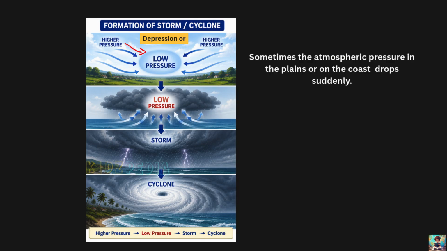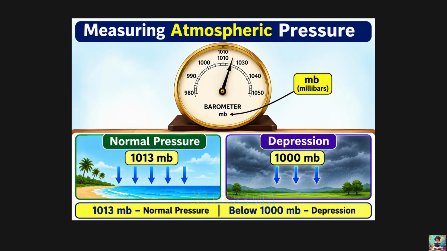And the instrument used to measure atmospheric pressure is called a barometer. And the reading is generally shown in millibars, written as MB. And the normal atmospheric pressure near the sea coast is about 1013 MB. If the pressure falls below 1000 MB, it indicates a depression.